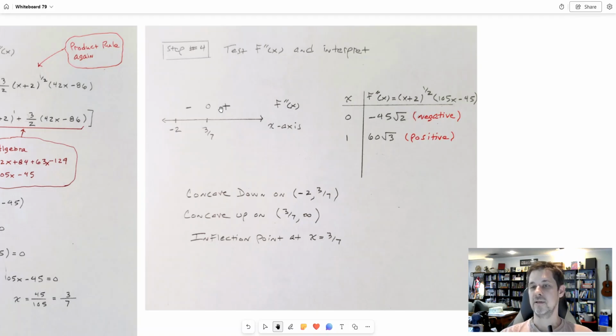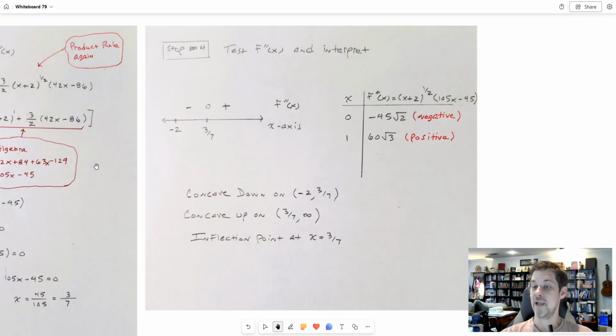So, for example, what's a number between -2 and 3/7? 0 is a nice, easy number there. And if I put that in the second derivative, then I get this number, which is negative. So that means the second derivative is negative everywhere in that interval, from -2 to 3/7. I take another number over here, right of 3/7. 1 is a nice round number over there. If I put that in the second derivative, I get 60√3. That's positive. So again, the second derivative must be positive everywhere over there. So on this whole interval, -2 to 3/7, second derivative is negative, but from 3/7 to infinity, it's positive.